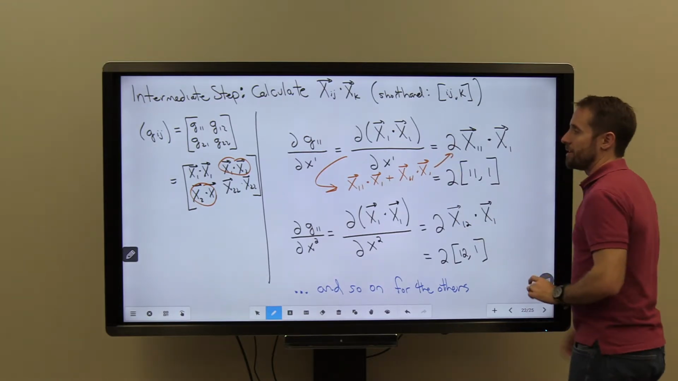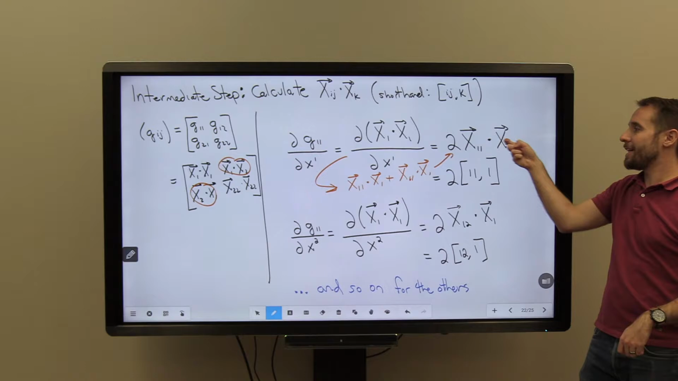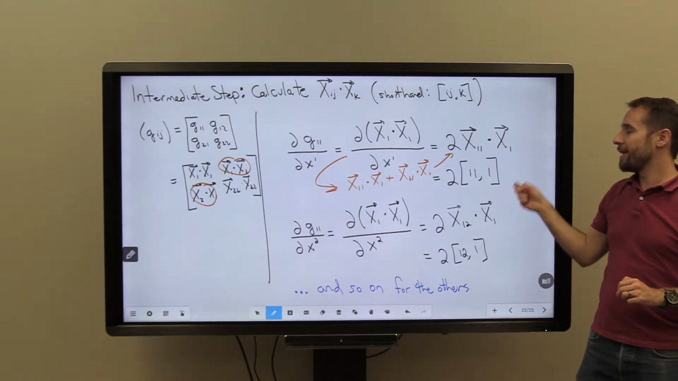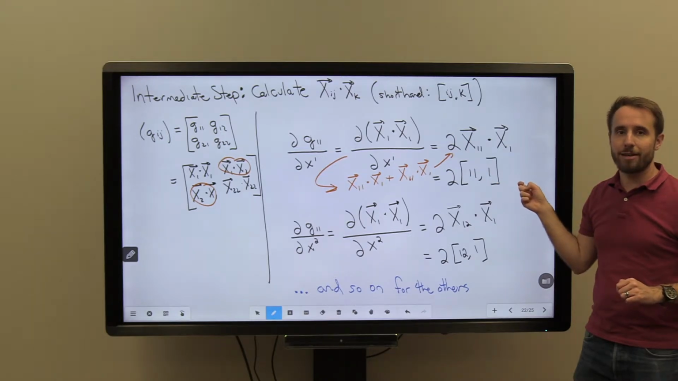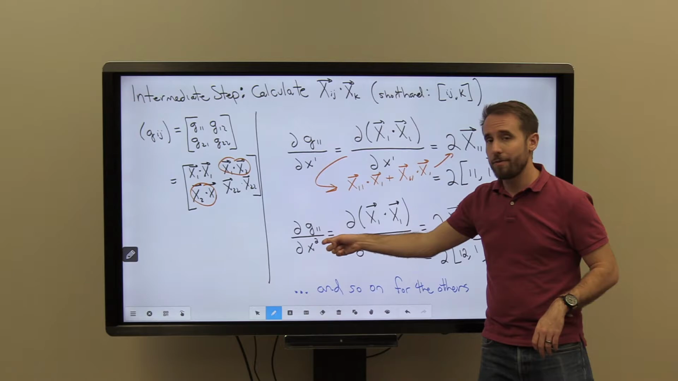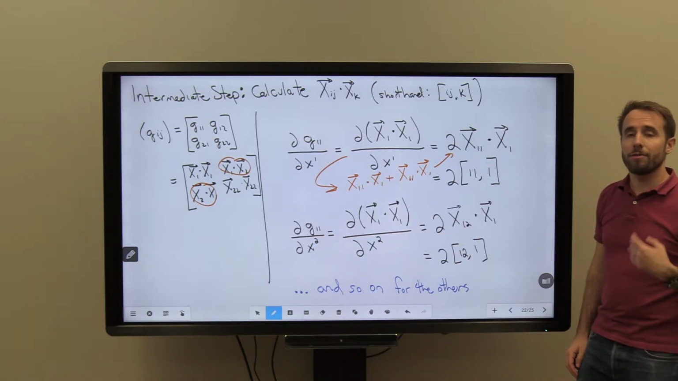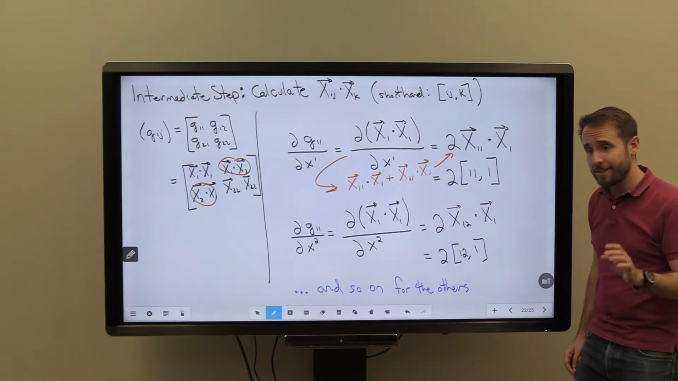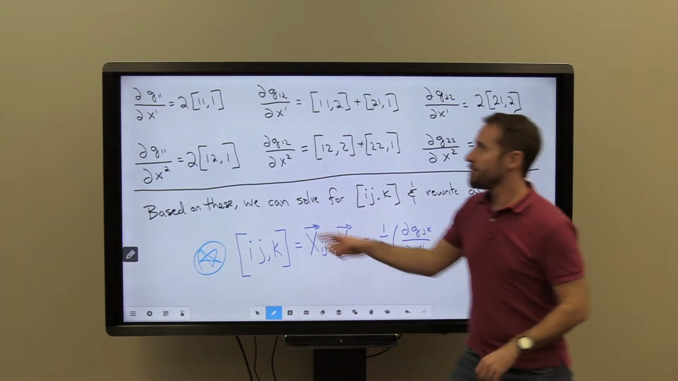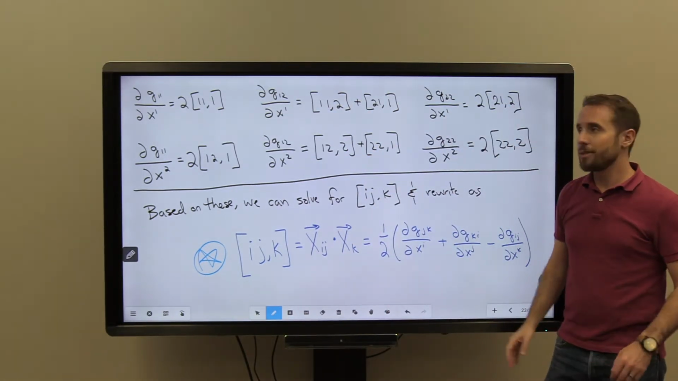Right? And then those can sort of merge together. We get 2 times x11 dot x1, and we can write that shorthand as 2 times this bracket right here. All right, similarly, we can compute the g11 derivative with respect to x2. We can do that similarly, and so on for all of the others. And we end up with 6 entries, right? And here are the 6. So we've got each of our derivatives with respect to each of our variables.